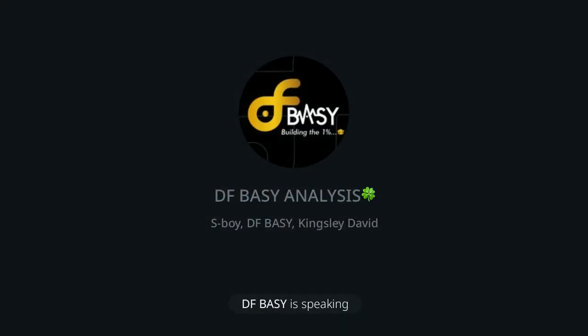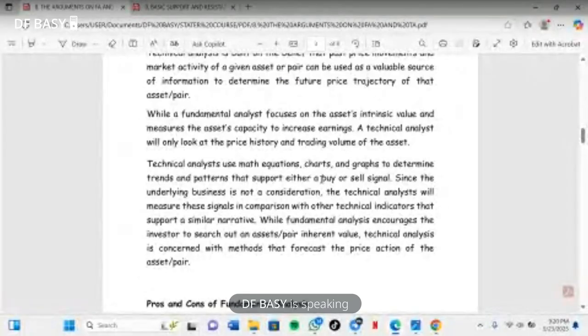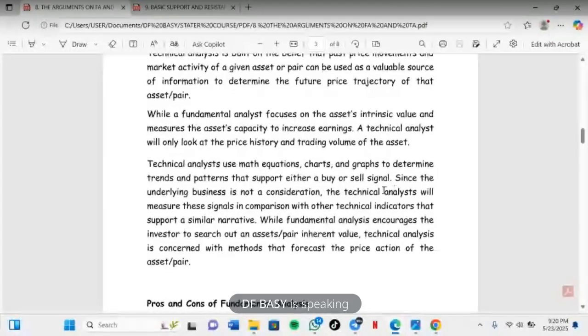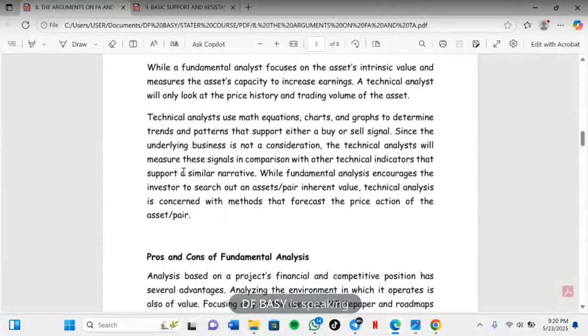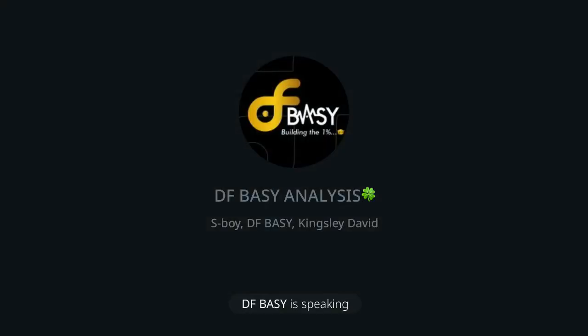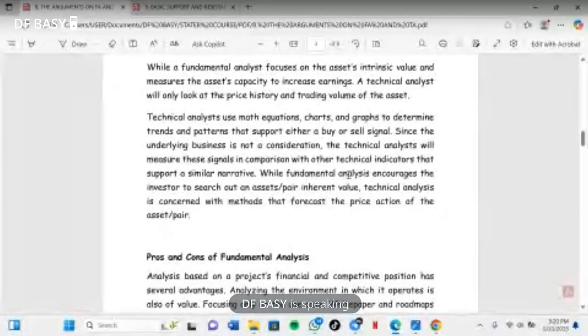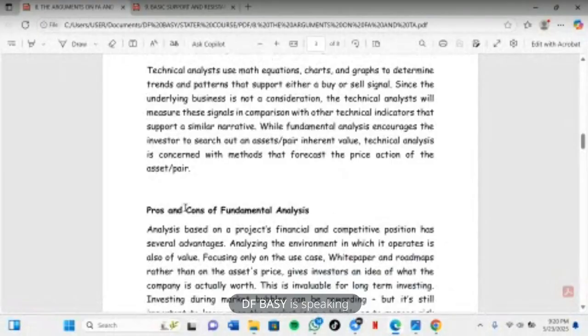So technical analysis uses math equations, charts, and graphs to determine the trends and patterns that support either a buy or sell signal. Since the underlying business is not a consideration, technical analysis will measure this signal in comparison with other technical indicators that support a similar narrative. While fundamental analysis encourages the investor to search out an asset's inherent value, technical analysis is concerned with methods that forecast the price action of the asset or pair.